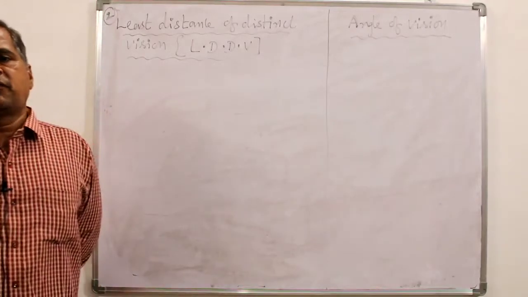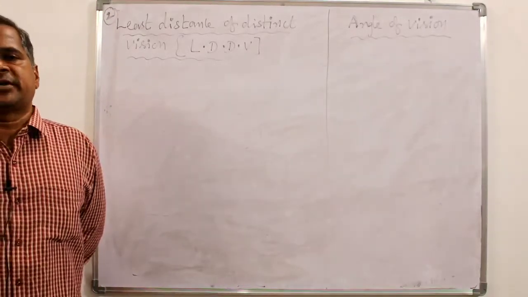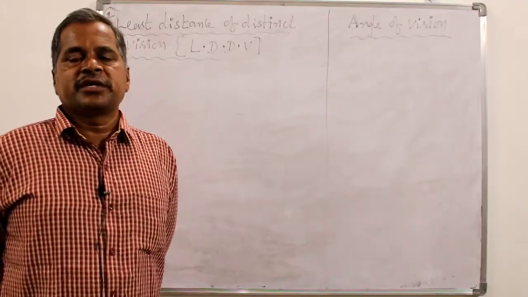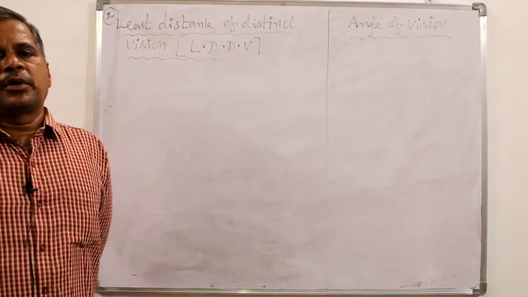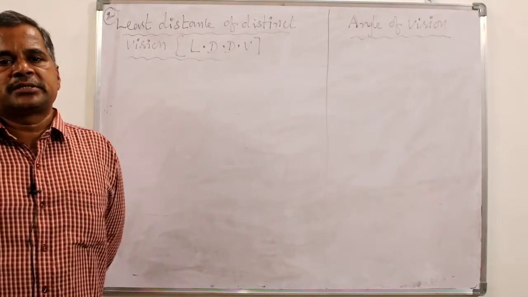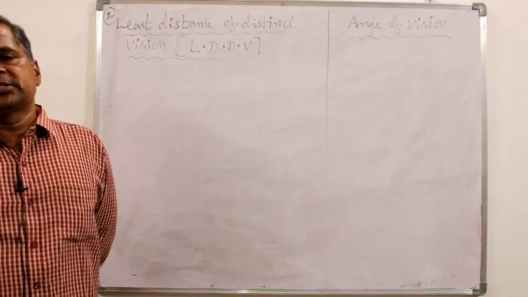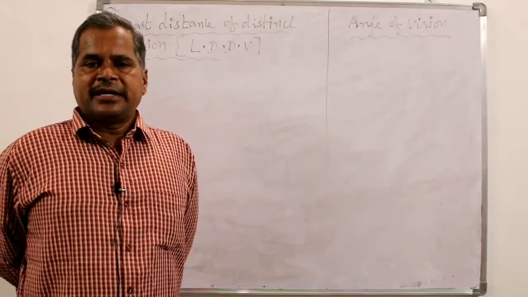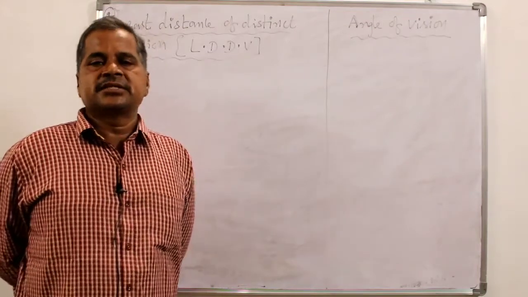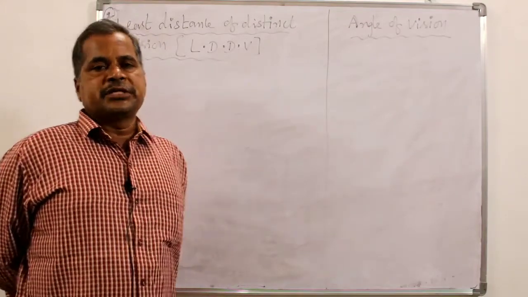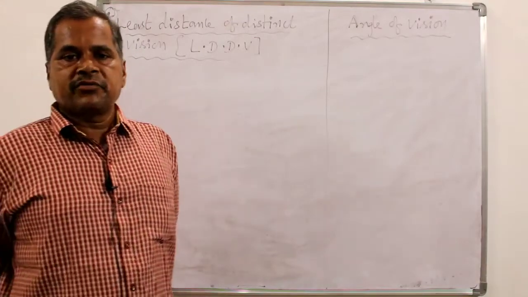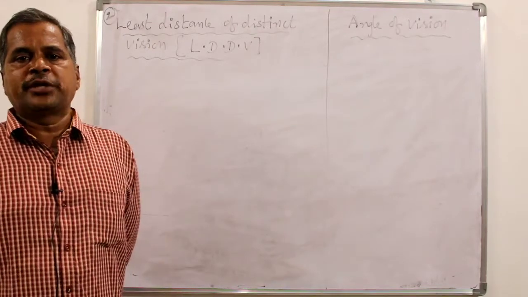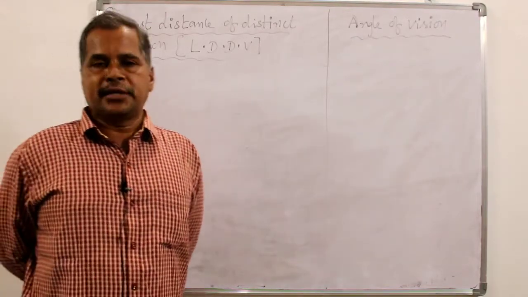That's why we can define the least distance of distinct vision as the minimum distance at which we can see the letters of books or newspapers very clearly. That distance is called the least distance of distinct vision. For any healthy human being, this distance is nearly 25 centimeters. It is not a constant value. It varies from person to person due to their age and their health conditions.